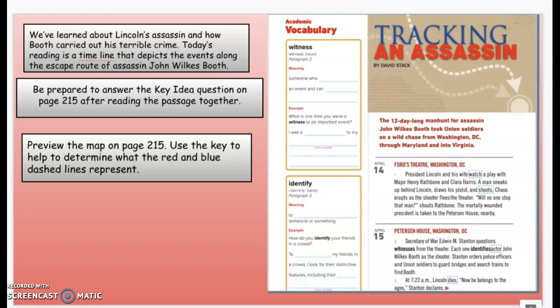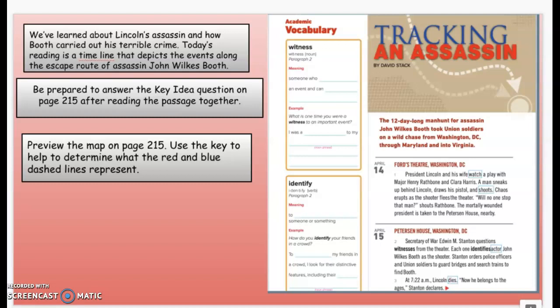April 15th. Peterson House, Washington, D.C. Now you're going to notice if you look at the map on page 215, we're going to see the Peterson House, a picture of that with a caption next to it, the black square, and then you'll see the date, April 15th in blue.